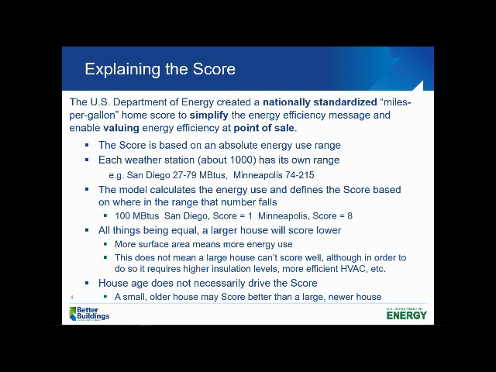So the model calculates the energy use based on the data that you folks enter, and comes up with that energy use for the heating, cooling, and hot water, and then applies that to the range to come up with the score. So if you have a house that uses 100 million BTUs in San Diego, well, that's on the wrong end of the scale for San Diego, and so the house will score a 1. But a house that uses 100 million BTUs in Minneapolis, well, that's pretty efficient, and it's going to score an 8. So we do account for the weather when we come up with these scores.